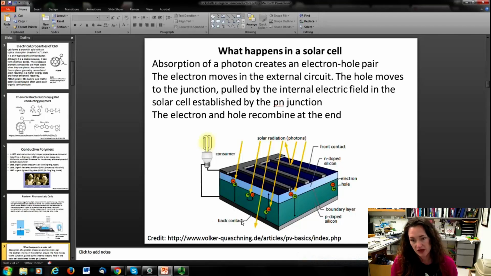So that's what happens. And then, of course, if it's here, then the opposite is going to occur. It's going to get pulled in. The negative charge is going to get pulled in and move through there. All right, so that's what happens. And then at the end, of course, they would recombine.